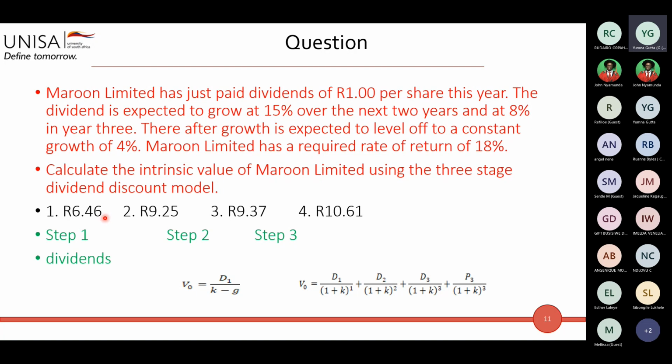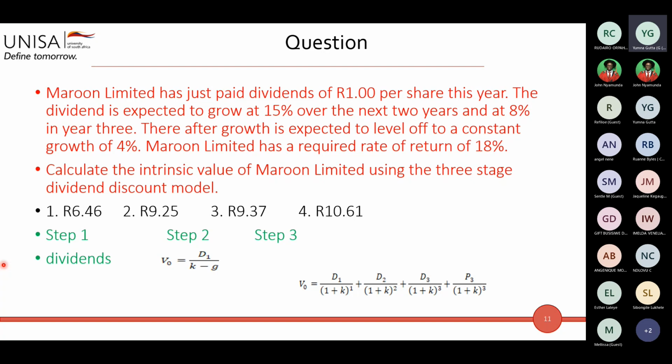So remember, step 1, calculate your dividends. Step 2, calculate your price, right? So in year 3, you're going to calculate your price. That's where always the confusion comes in. Which year do you calculate the price? So once dividends level off, you calculate in that year. Then step 3, you bring everything back to present value.